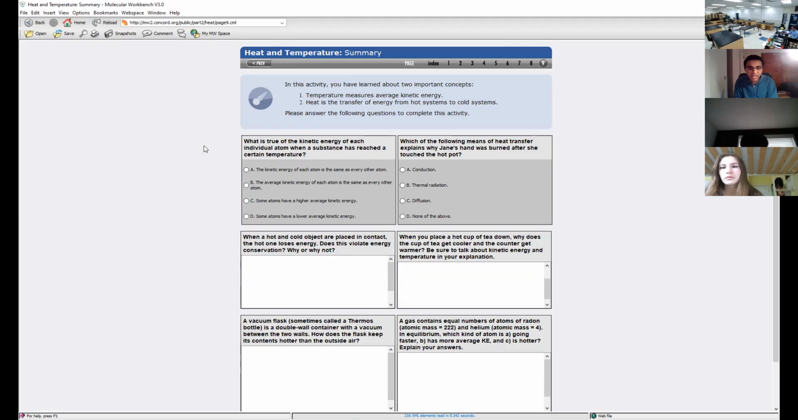What is true of the kinetic energy of each individual atom when a substance has reached a certain temperature? The kinetic energy of each atom is the same as every other atom. The average kinetic energy of each atom is the same as every other atom. Some atoms have higher average kinetic energy, or some atoms have lower average kinetic energy. Try this one out.